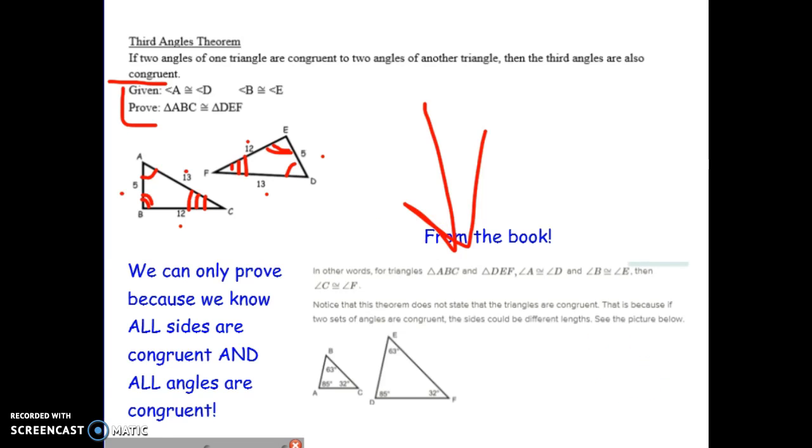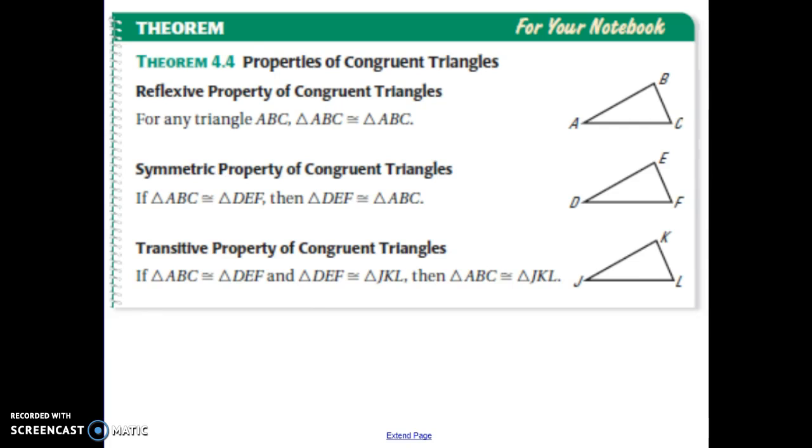We're going to work on proofs next, so you don't really have to write a proof for this one. Some things you do need to write down as a reminder: properties of congruent triangles. You've got the reflexive property, so ABC is congruent to ABC.